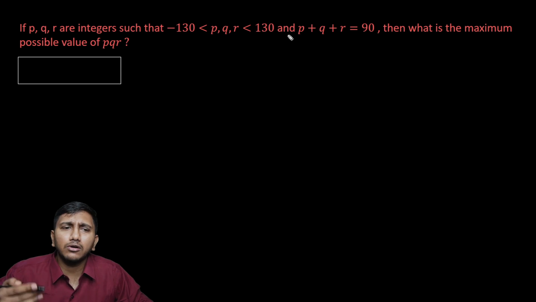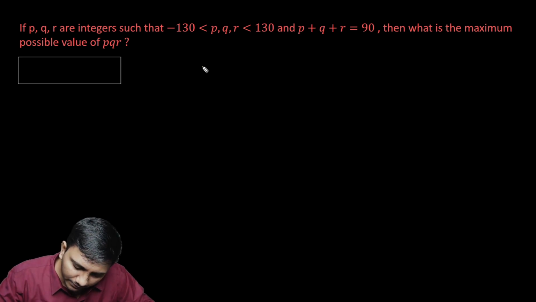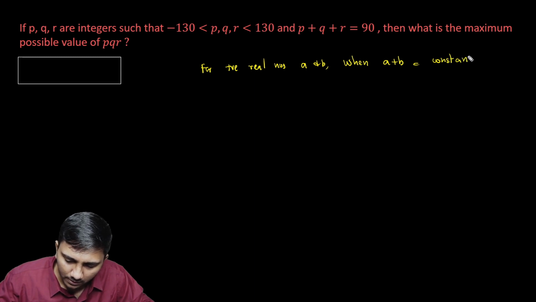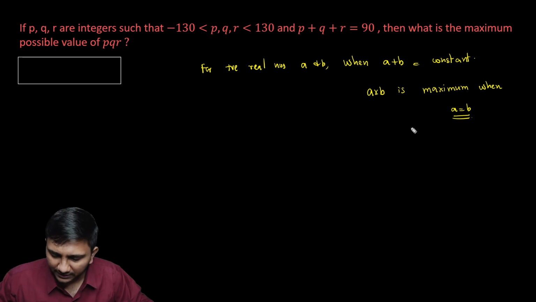So this builds on a fundamental concept which goes like this. For positive real numbers A and B, when A plus B is constant, A into B is maximum when A is equal to B. Now this is a concept that has been discussed in the concept classes when I discussed inequalities in modulus.